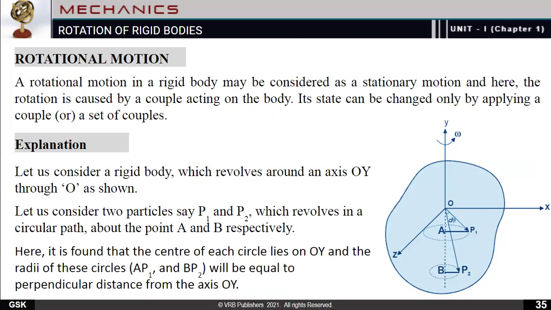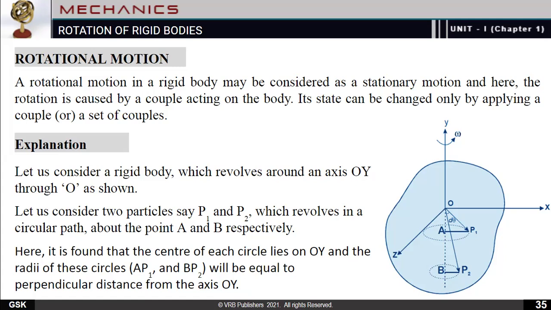See the figure? The figure has three axes, that is, the body will be considered in a three-dimensional position. You have to consider the x, y, z axes and the origin O. In this body, consider any two points, two particles, say P1 and P2, which revolve in a circular path. Here the rotational axis will be along the y-axis with the angular velocity omega.